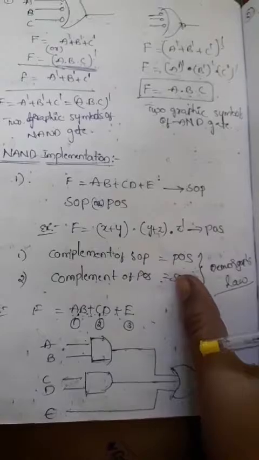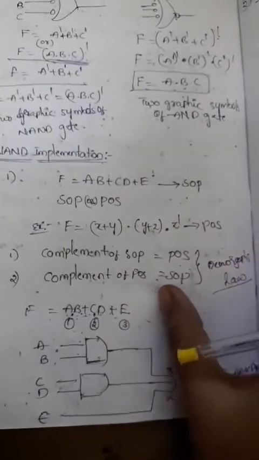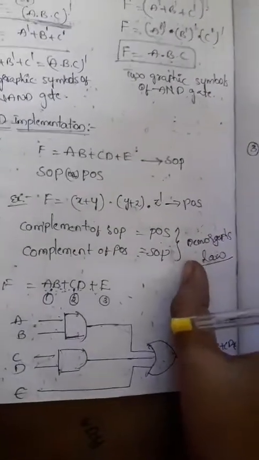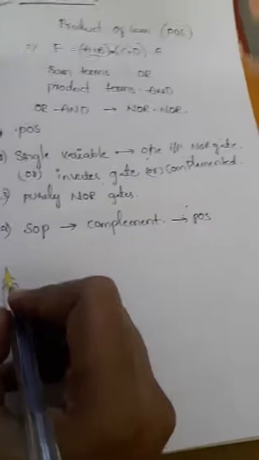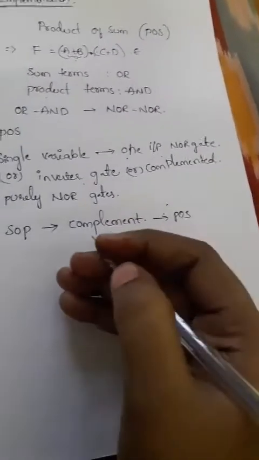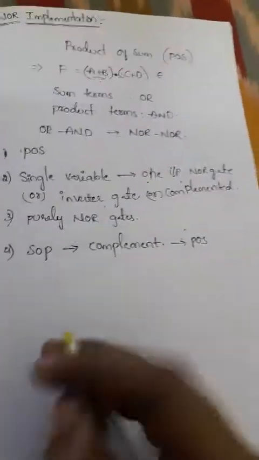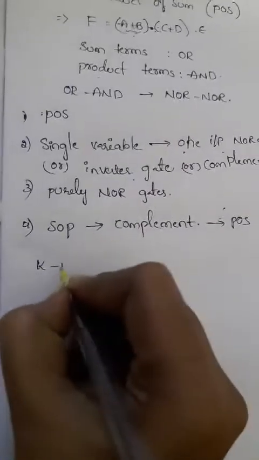In the previous class we already discussed that the complement of SOP is POS, and the complement of POS is SOP. So these are the general rules we have to implement. And there is another procedure to convert to NOR implementation, that is by using a K-map.